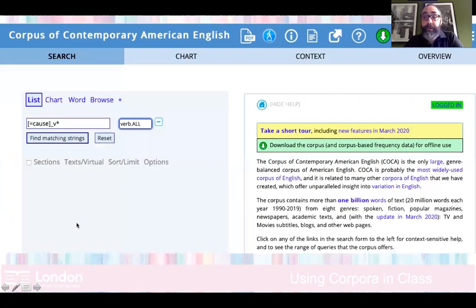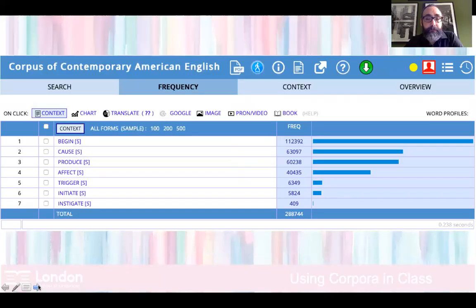We can find synonyms as well. Doing this, with these brackets here, the equals sign and cause, we can get synonyms like begin, cause, produce, trigger, and initiate. And sometimes you don't really know what's the difference between two words, for example, trigger and initiate.